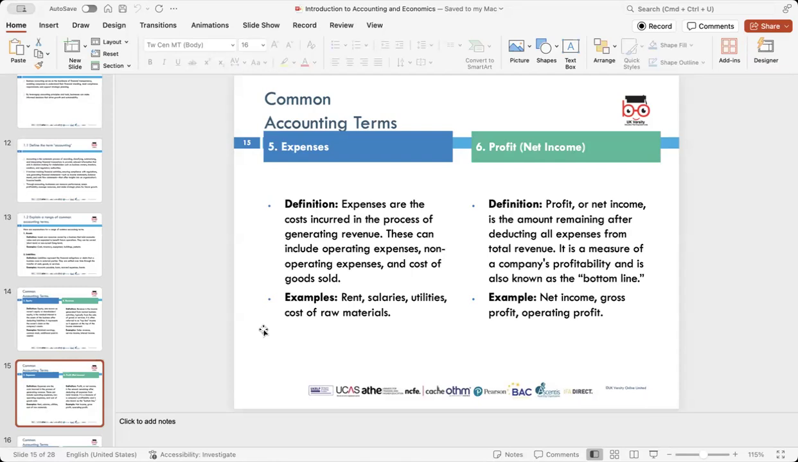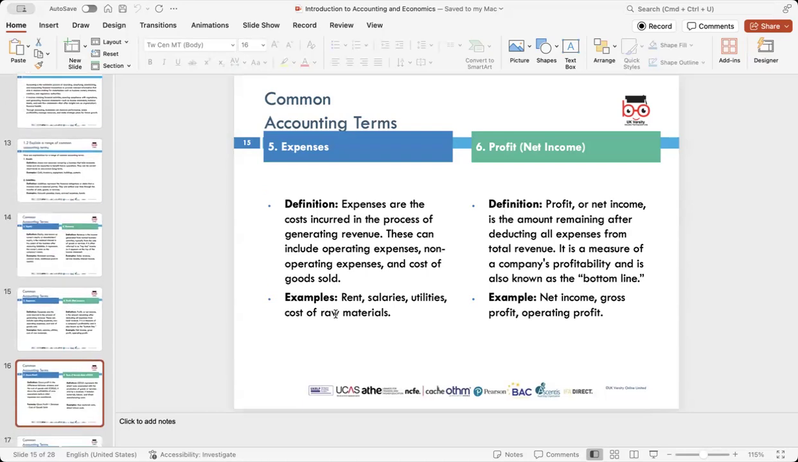Profit is also known as net income. Profit or net income is the amount that remains after all expenses are subtracted from total revenue. It is an important measure of a company's profitability and financial success. It is also referred to as the bottom line of the income statement. Major examples are net income, gross profit, and operational or operating profit.